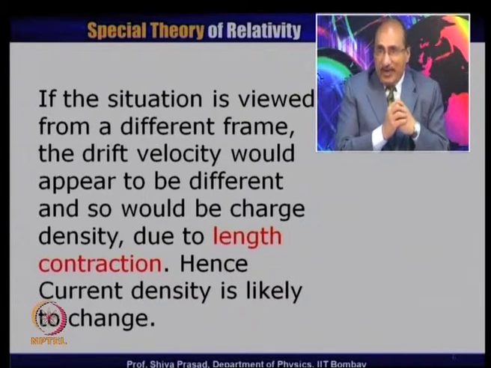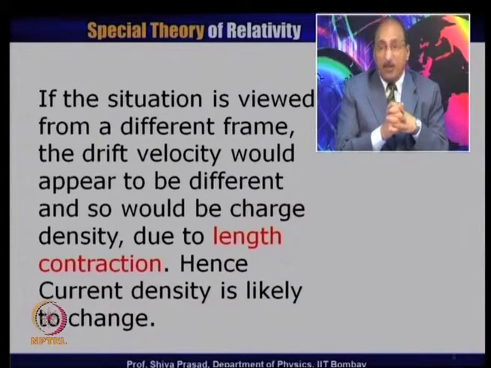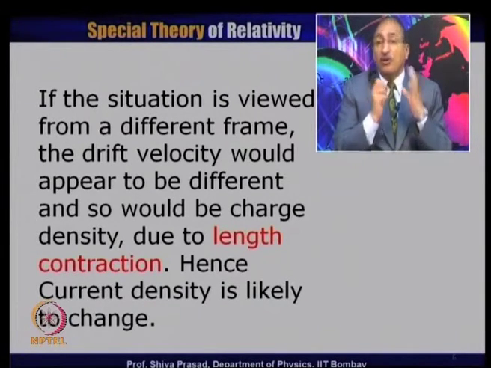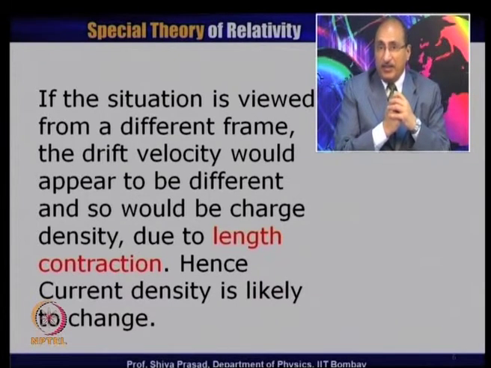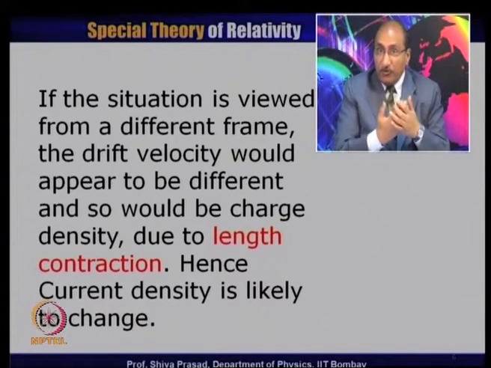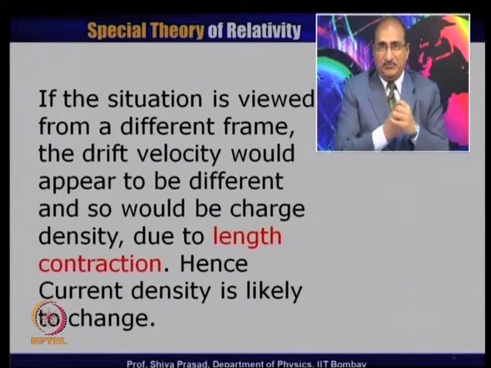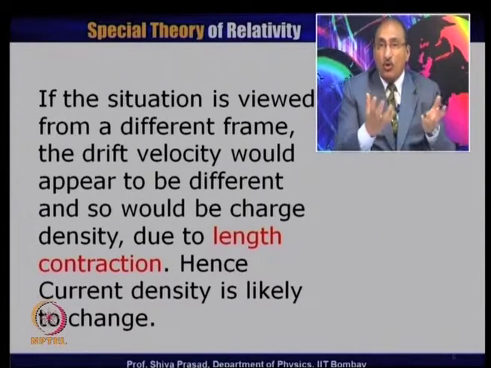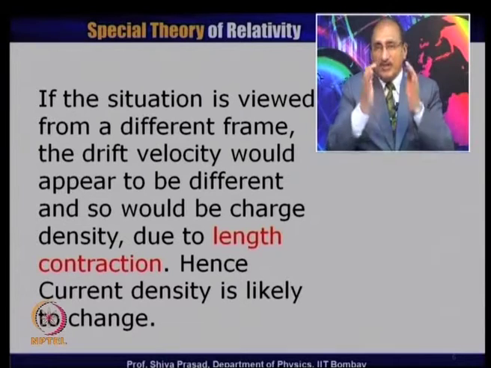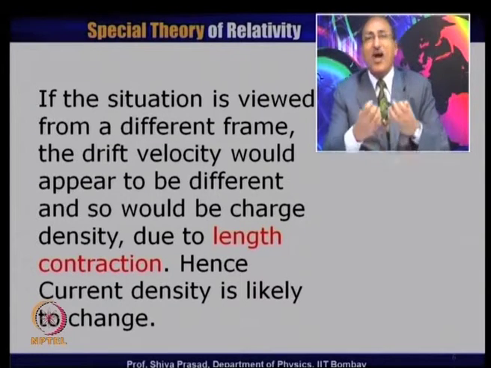Also, I would like to emphasize that the charge density would be different, and that is mainly because of the length contraction. Because once we have come to relativity theory, you will find that there is a contraction of length, and that itself would change the charge density. And if the charge density changes and the drift velocity changes, then when I look into a different frame of reference, the current density is also expected to change. Therefore, I must look in relativity at how this current density will change if I change my frame of reference. That is the question that we are going to answer now.